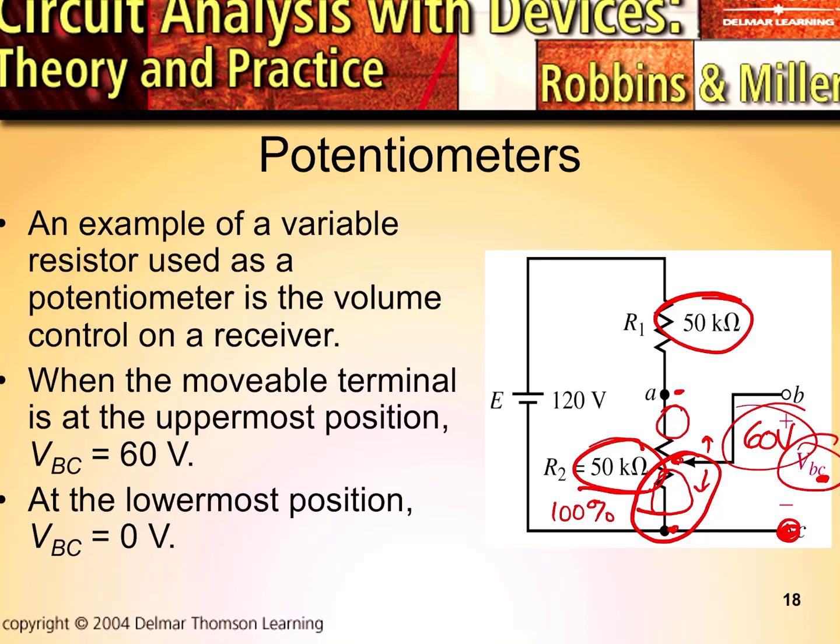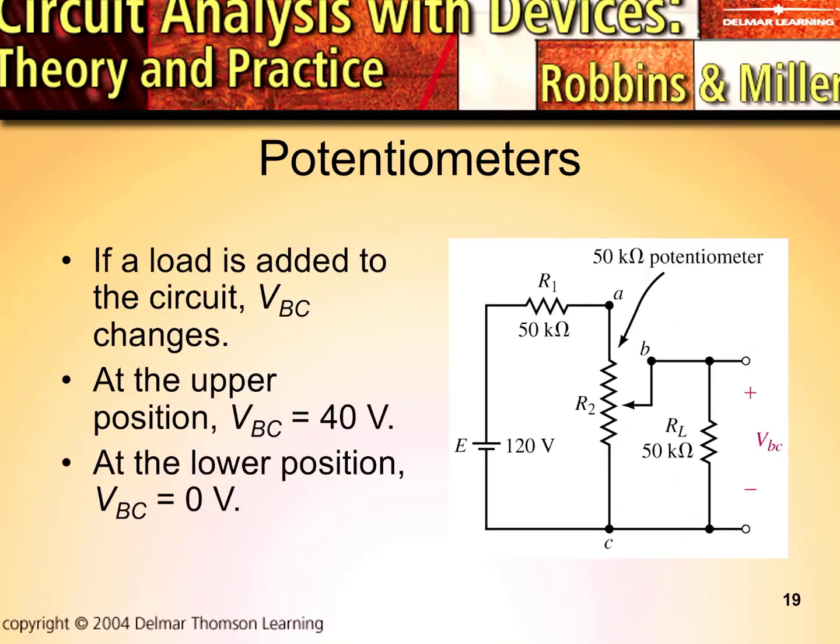What about when it's at 0%? That means there's no resistance whatsoever between this point and point C down here. So as a result, you would develop 0 volts of voltage drop. So when it's at 0%, VBC would equal 0 volts. Now what we're doing is we're bringing in a load resistor in parallel with this amount.